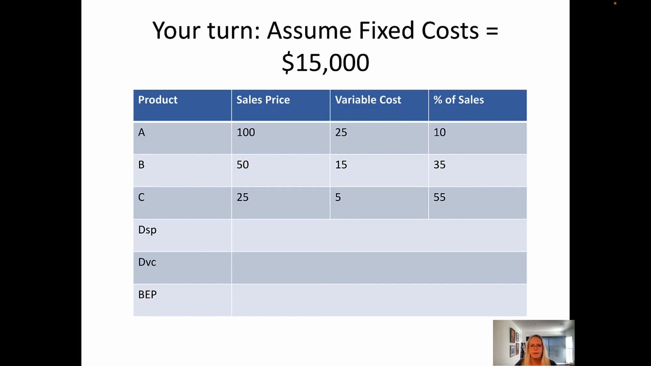So here is your turn. I'm going to post the answers to this in Canvas. You can either copy this down, you can print this particular slide, however you want to do it, but you're going to assume fixed costs of $15,000. You've got your multiple products, and hopefully you have gotten enough break-even practice throughout the lecture that this should be a piece of cake for you.